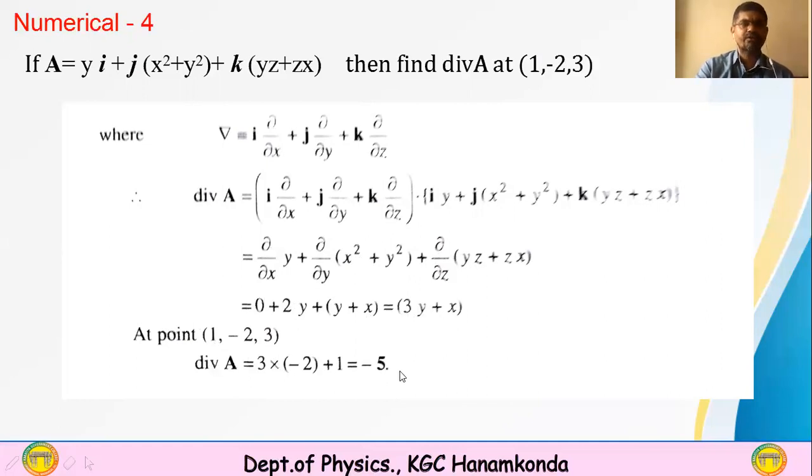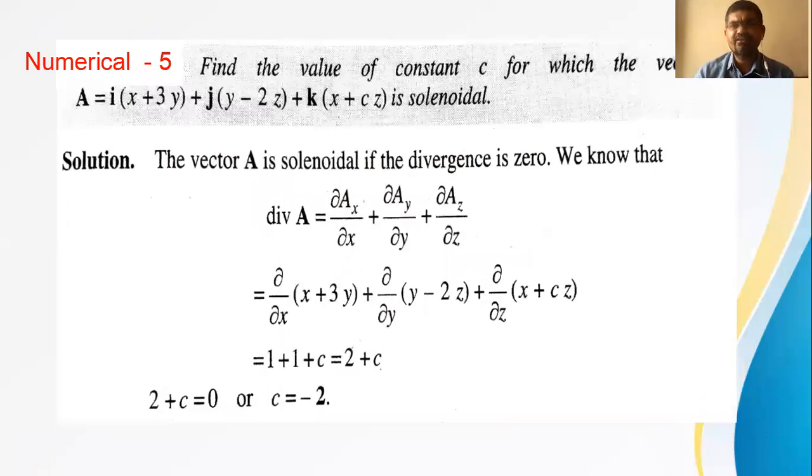Next, go for numerical 5. Find the value of the constant C for the vector A bar, which is given as i into (x + 3y) plus j into (y − 2z) plus k into (x + cz), where this vector is a solenoidal vector. So here C is to be calculated. If the divergence of any vector field is 0, that vector is called solenoidal. Therefore, the vector is solenoidal if the divergence is 0.